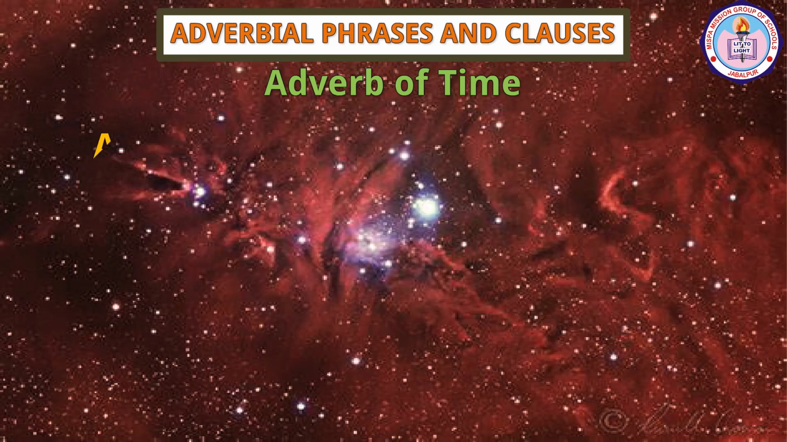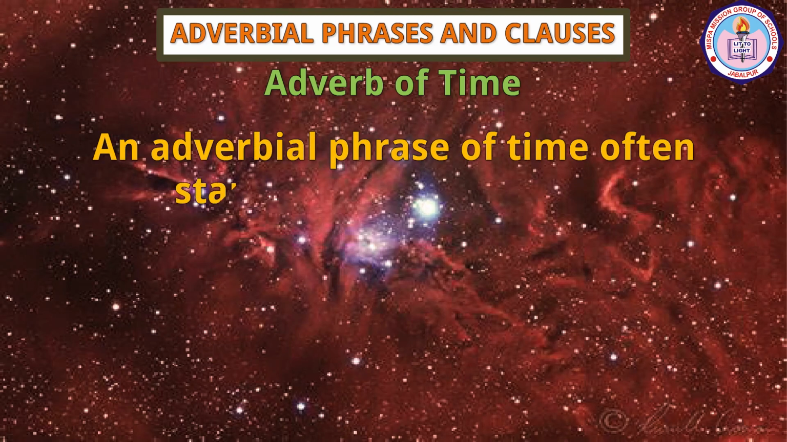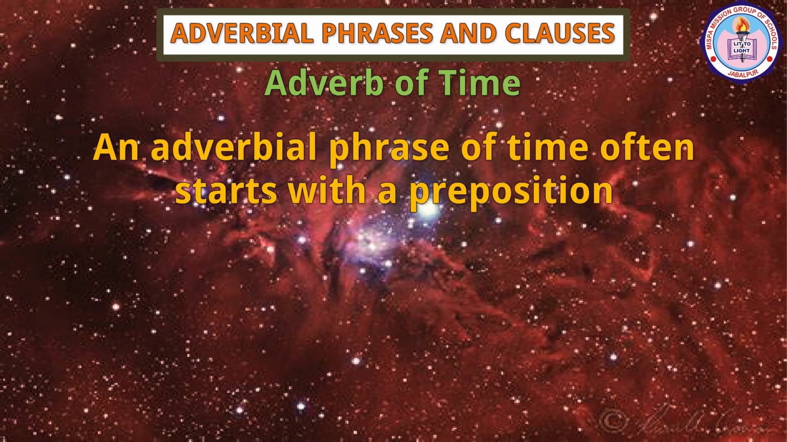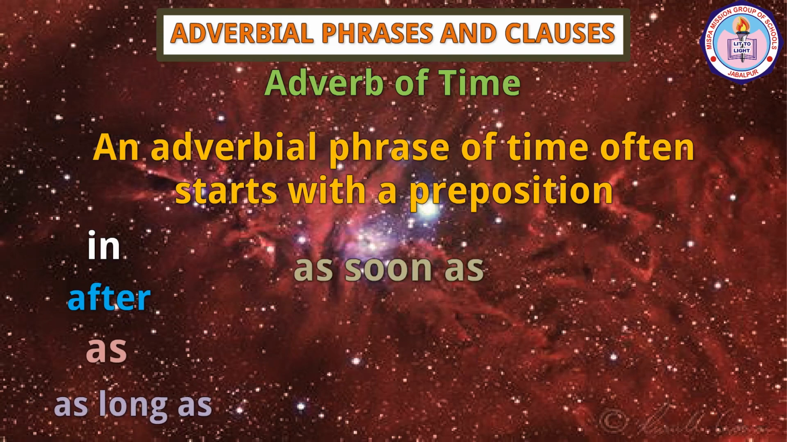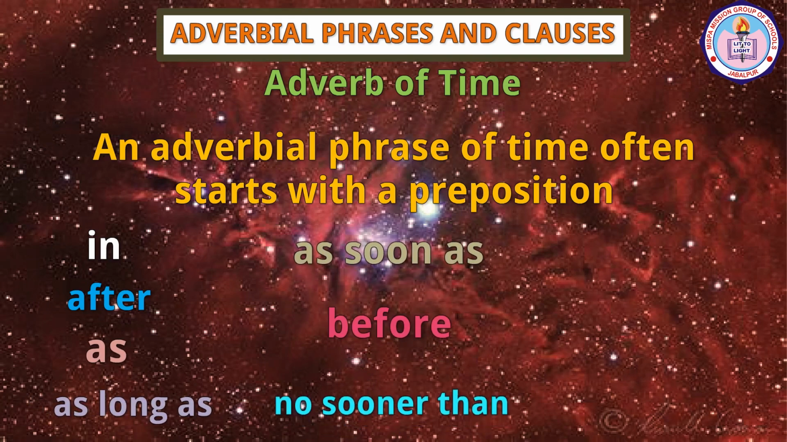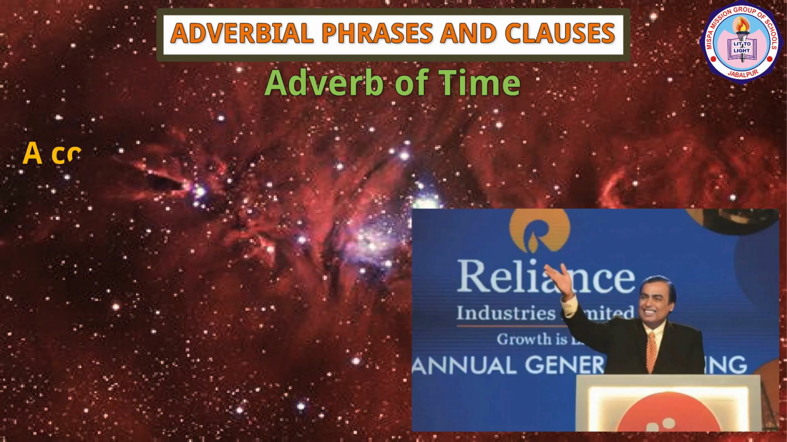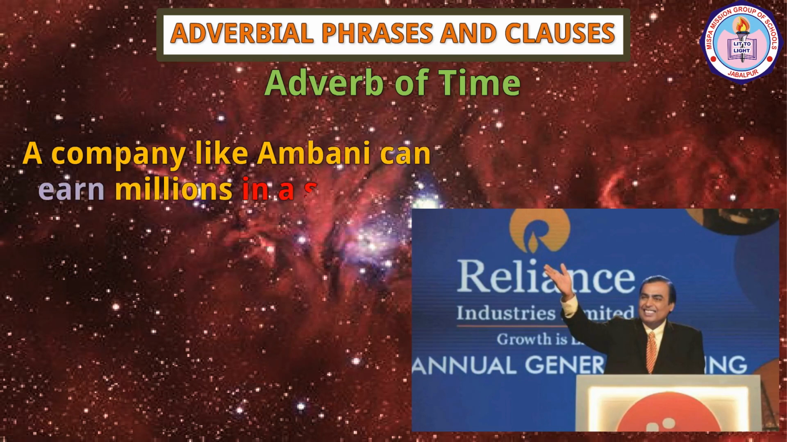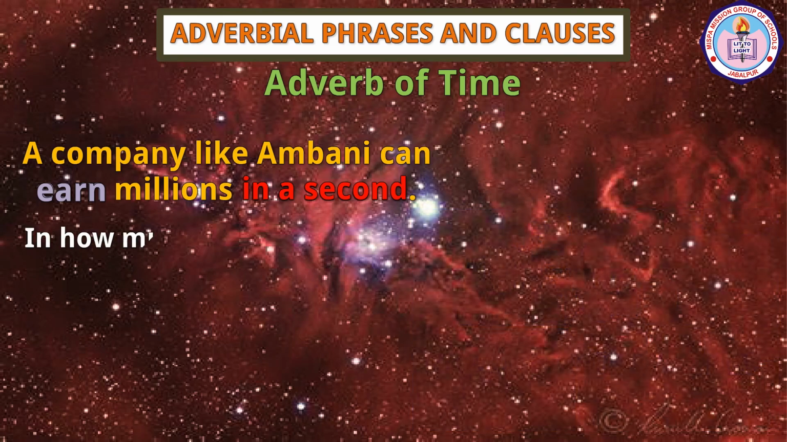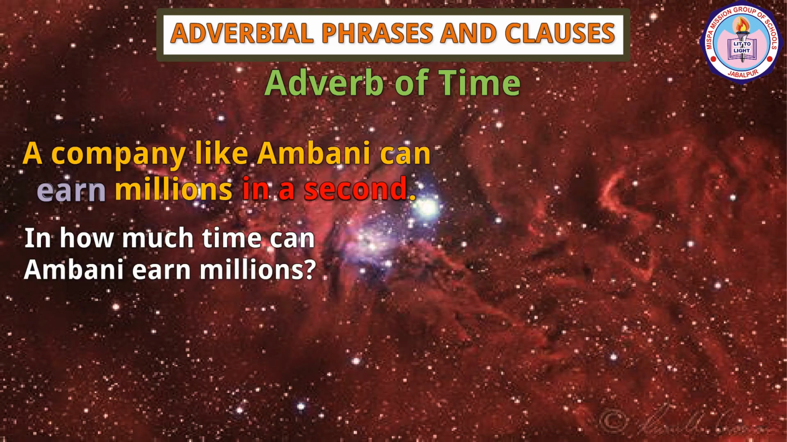Adverb of time. An adverbial phrase of time often starts with a preposition or one of these subordinating conjunctions: in, after, as long as, as soon as, before, no sooner than, since, until, when, or while. A company like Ambani can earn millions in a second. Here, in a second is an adverbial phrase for the verb earn. It is the answer to the question, in how much time can Ambani earn millions?